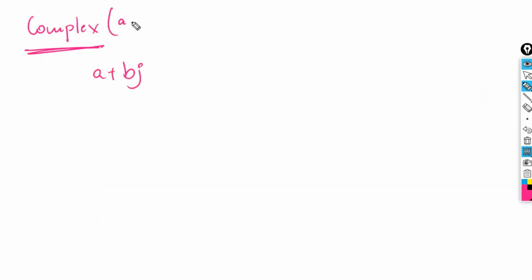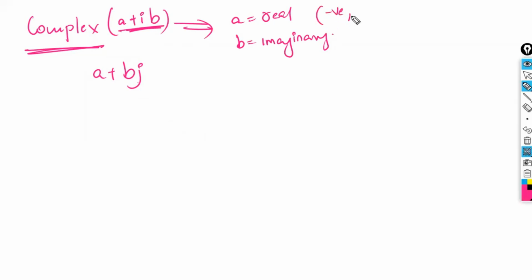In our college days, school days, we have studied a plus ib. In Indian maths textbooks, every author has written in the format of a plus ib. In American textbooks, instead of i, they have taken j. Here a is called the real value and b is called the imaginary value. a can be both negative and positive. Similarly, b also can be positive and negative. Any value, but the syntax will be a plus ib.